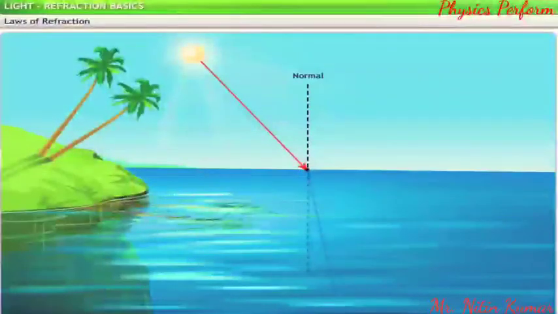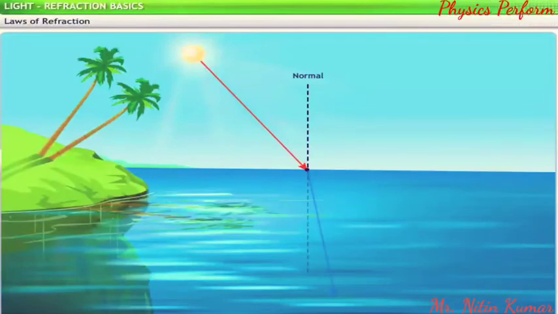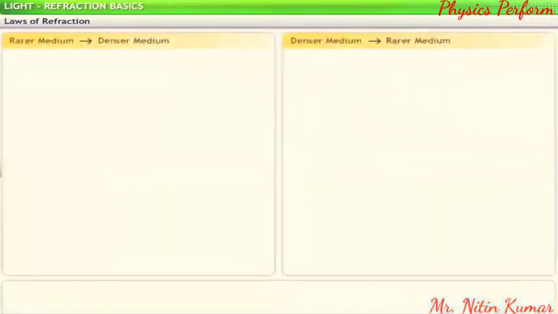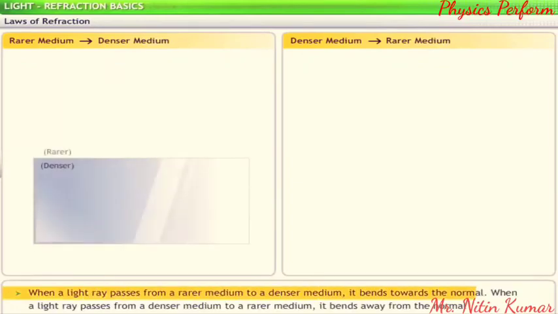Let us consider a light ray traveling from air to water. As you can see, the ray of light bends towards the normal. The incident ray and the refracted ray are in the same plane. These observations form the basis of the laws of refraction.